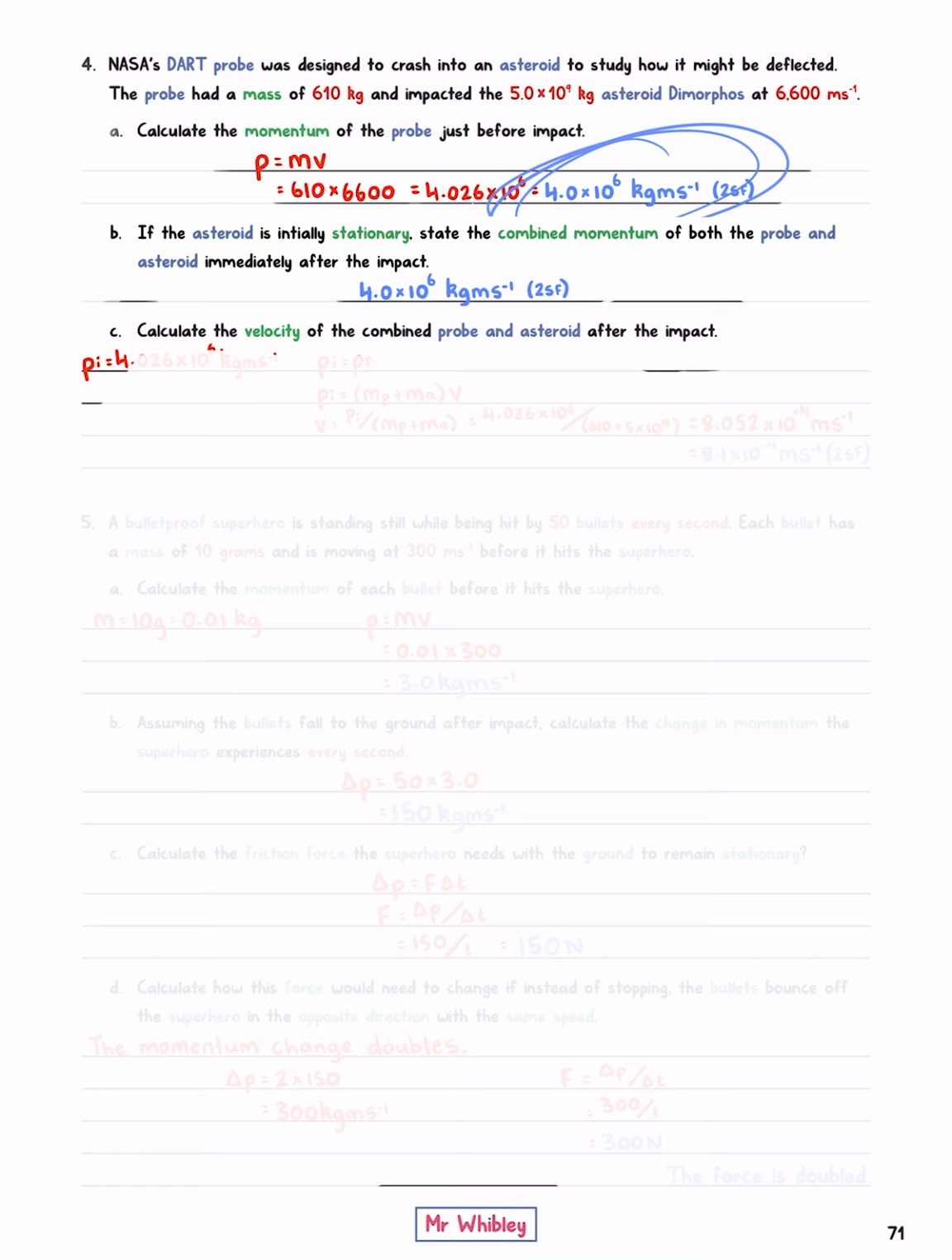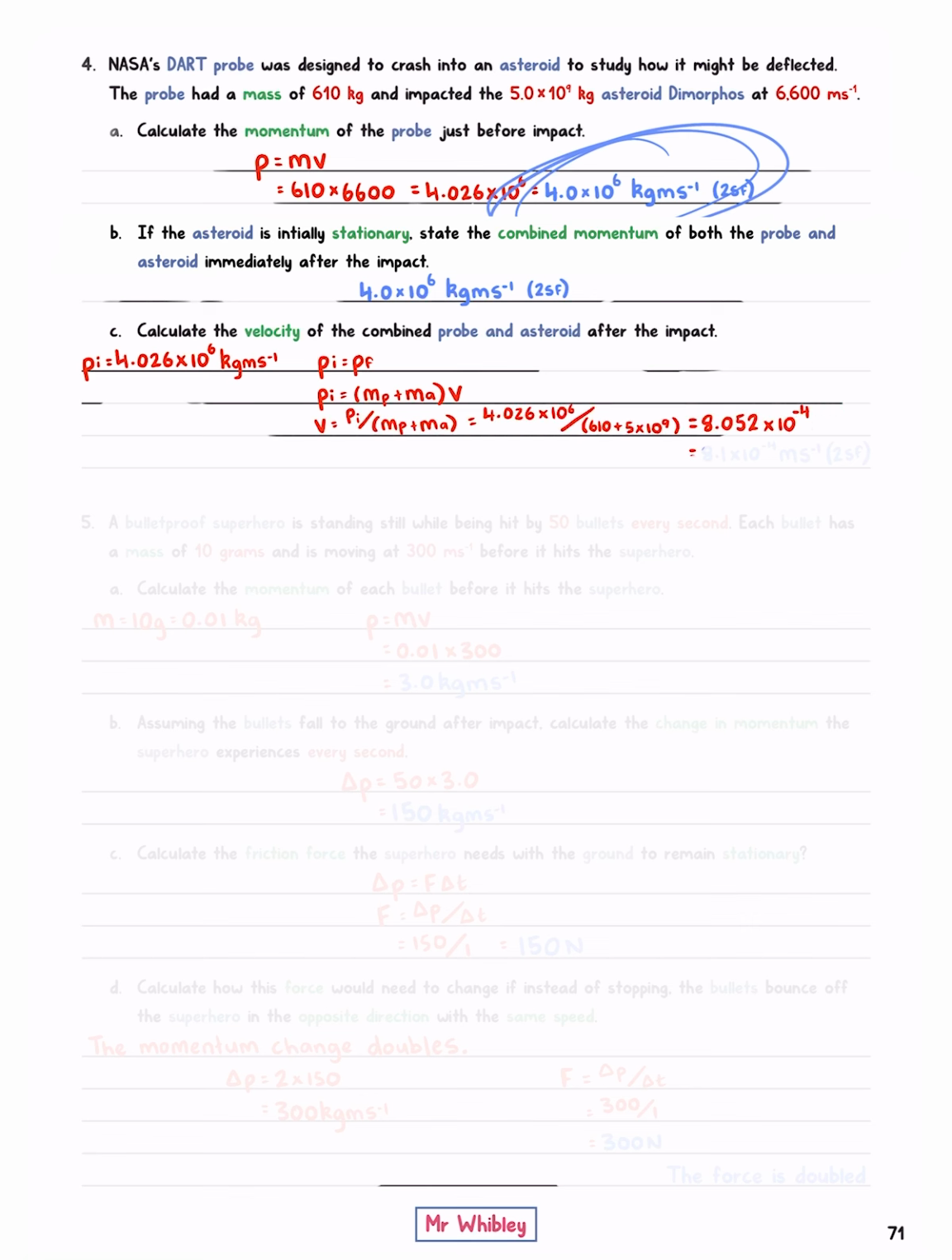Knowing that our initial momentum was 4.026 times 10 to the 6 kilogram meters per second, and knowing that momentum is conserved, we can write our final combined momentum as the combined mass times their combined velocity. To find this combined velocity, we can divide both sides by mp plus ma, put in our numbers, which gives me 8.052 times 10 to the minus 4, or 8.1 times 10 to the minus 4 meters per second to two significant figures. Question 5.